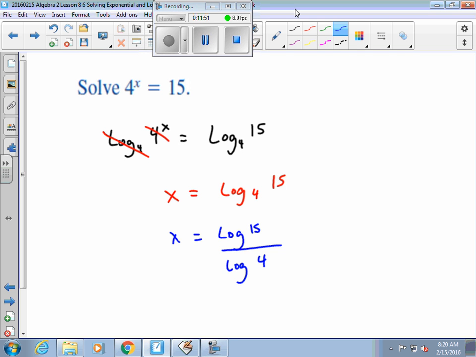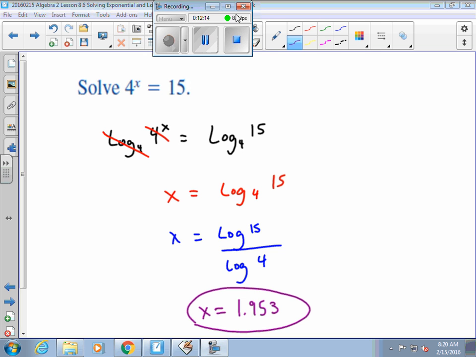When you punch in log 15 divided by log 4, make sure you use parentheses as necessary, you get x's value, which is close to the decimal equivalent 1.953. Go to 3 decimal places just to keep it consistent with what we did with our last problem. If you raise 4 to the 1.953, you'll get a number very close to 15. It might not be exactly 15, but 1.953 is not a perfect exact number. It's a very close decimal equivalent.